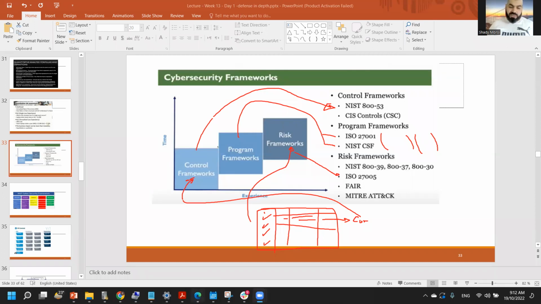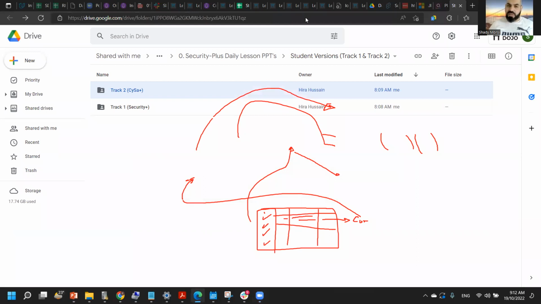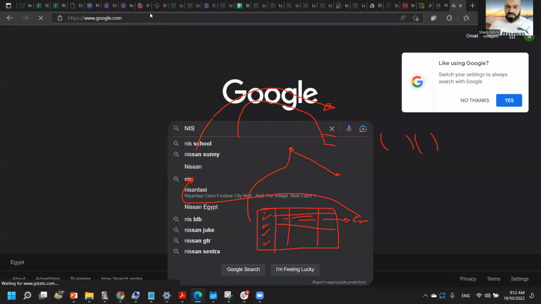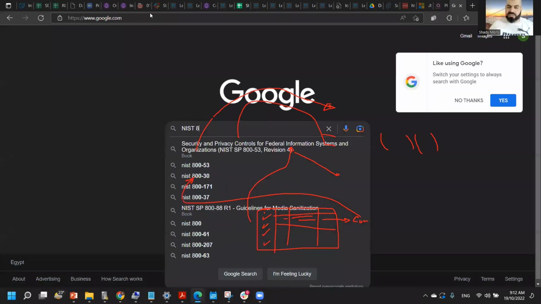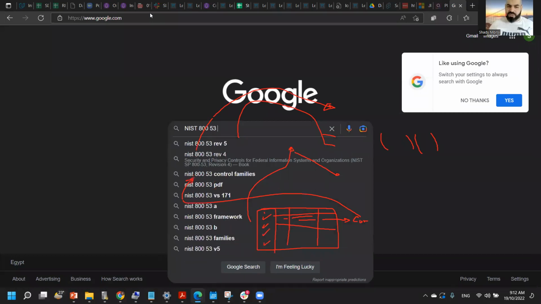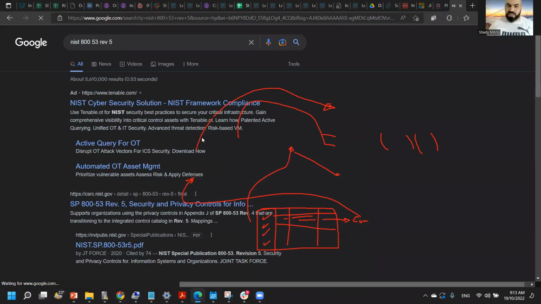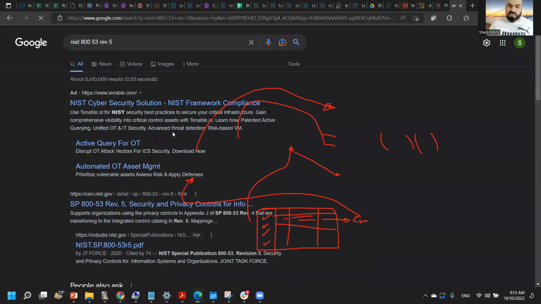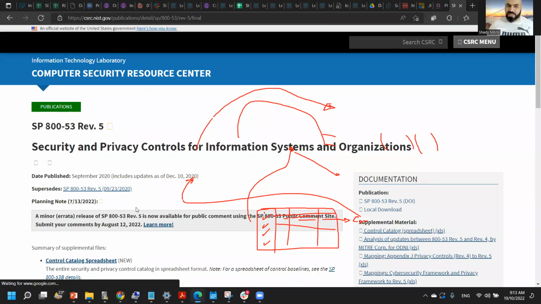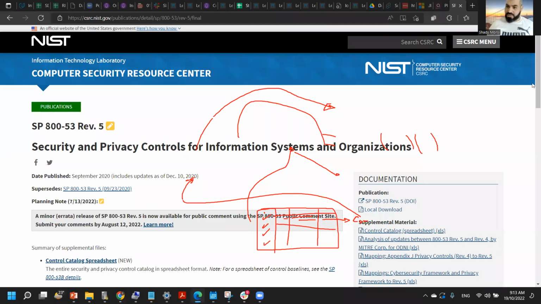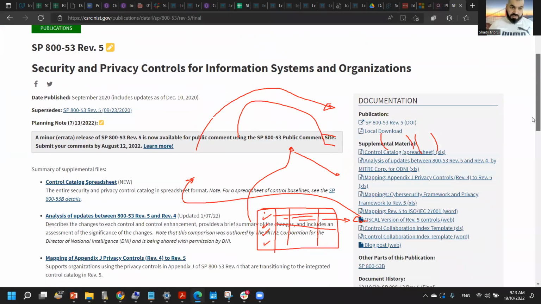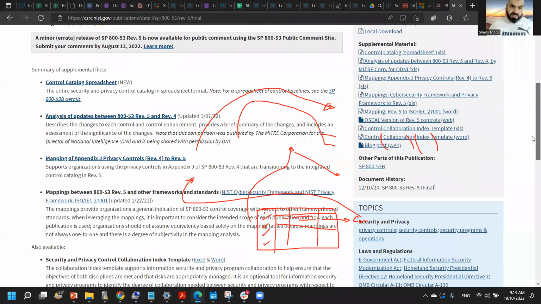So if you allow me, I'll go to NIST. Okay, so they have NIST 800 publications. This is very important. It's called 800-53, Revision 4. They have Revision 5 now, which is the latest revision. Once you go there and click this one, the document is already there. It's a PDF, and you can look at it over here. This is the analysis of updates between revisions.